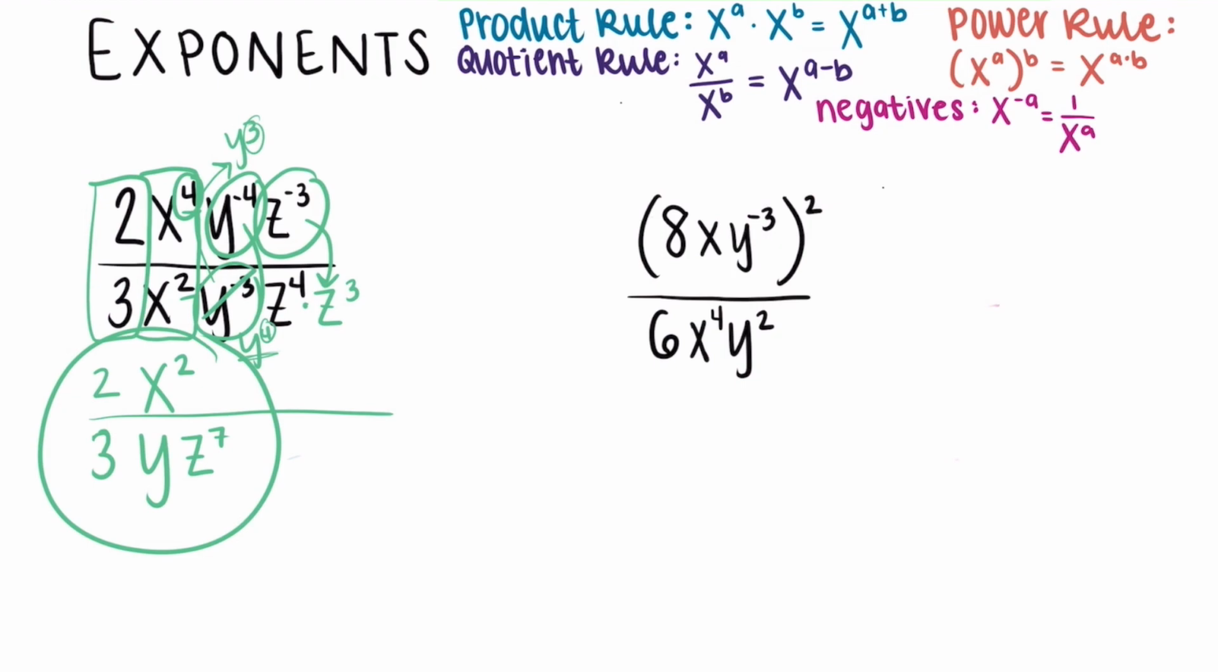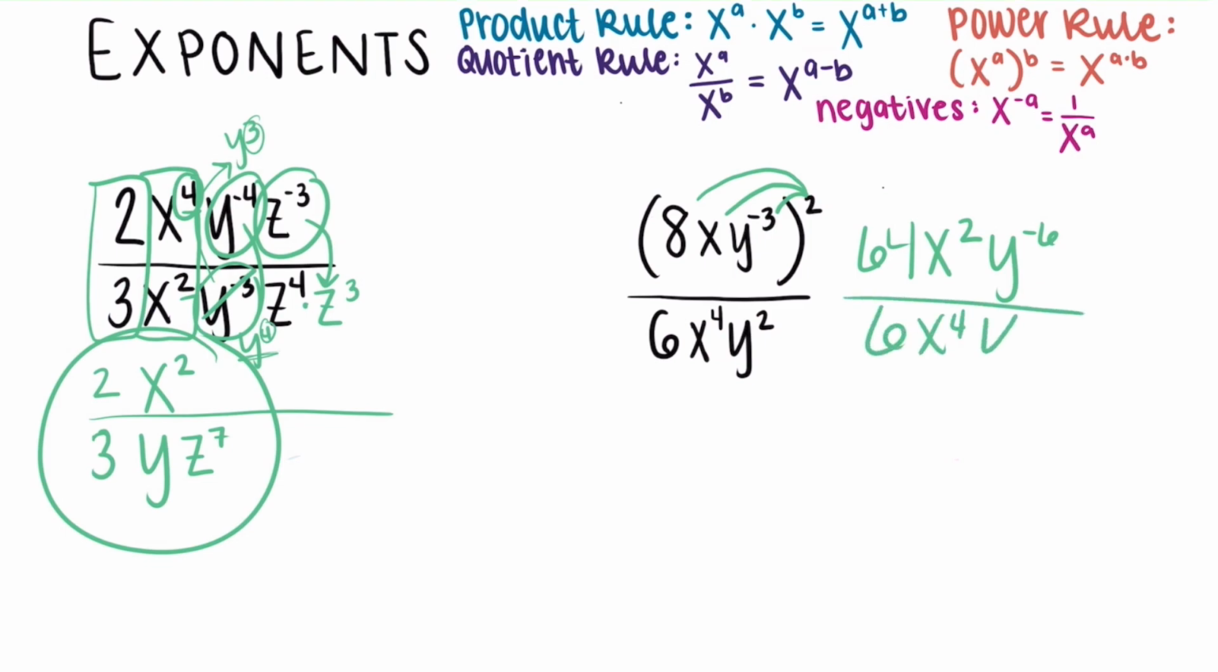All right, last one of the day today. This looks big and scary. We're using all the rules. So starting with power rule, we're going to distribute that on. 8 squared would get us 64. Then we'd have x squared, and then y, -3 times 2 would get us -6. You may notice there's nothing on the bottom that we can get rid of or really do, so we're just going to leave that as is for now.